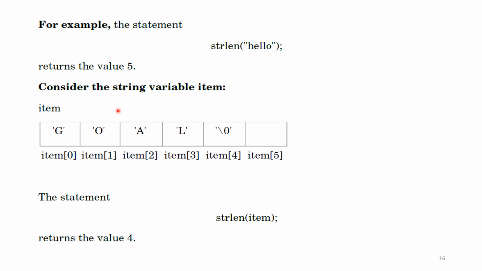Let's consider another example. Here a string variable item is given. The string in the string variable is gold and a terminating null character, and the execution of this statement strlen within the simple parenthesis item then a semicolon will return the value 4. Here also you should note the counting ends at the null character, right? 1, 2, 3 and 4. The output is 4. The counting ends at the null character in the case of the strlen function.